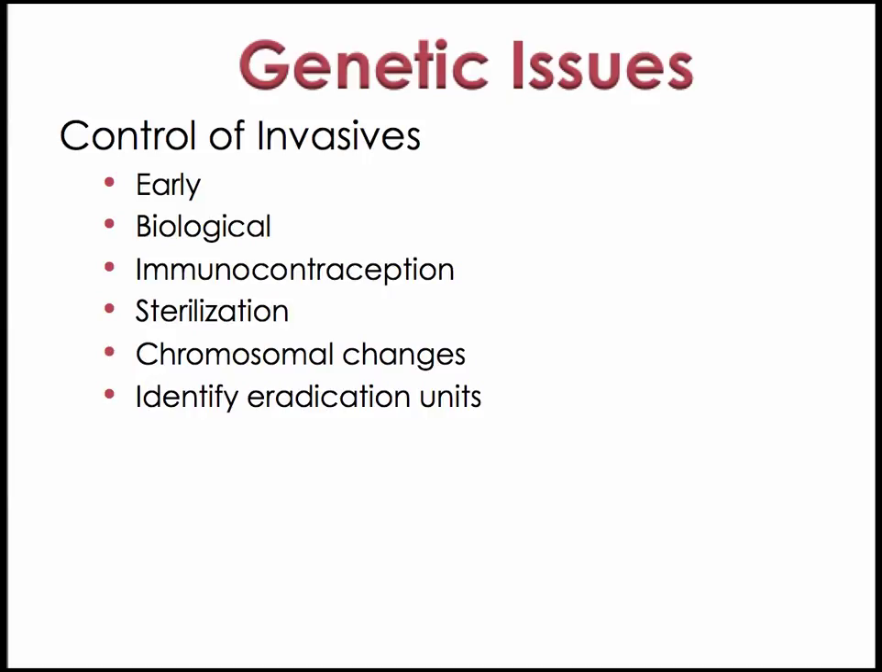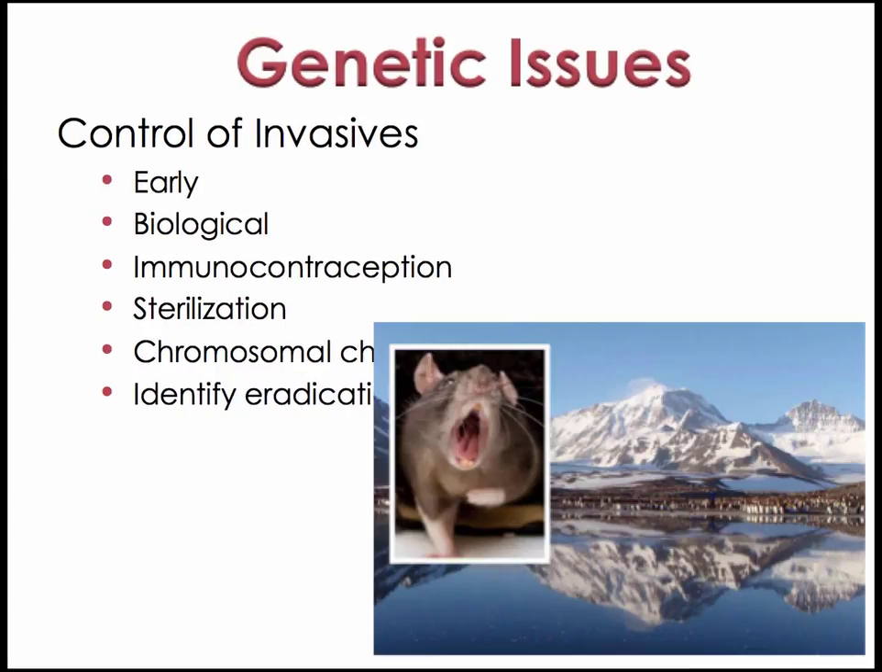And finally, when we're thinking about invasive control and how it relates to genetics, genetics can help us identify eradication units. So for example, the brown rat on South Georgia Island. This is a rat that is invasive to this island. There's a lot of them. They're quite a problem. And if you were to think about how you can get rid of the rats from the whole island at once, it would be this monumental task. How in the world do you do it?